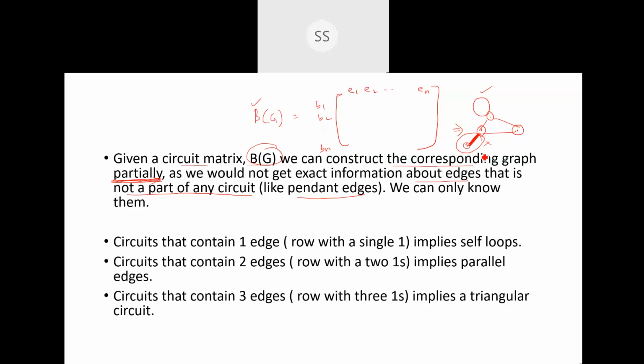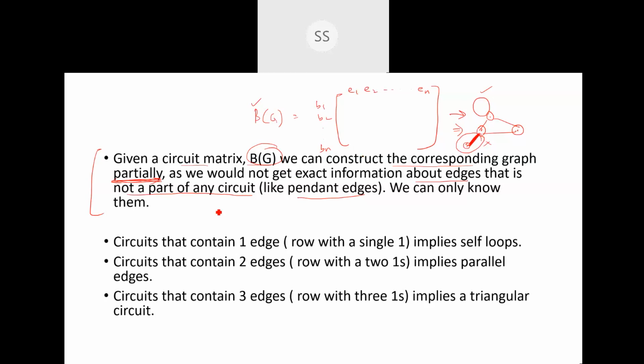We can know that such an edge is existing, but we will not be able to draw any conclusion from it. We won't know which vertex the edge is connecting. We will see an example and you will understand it better. So keep this in mind: given a circuit matrix, you cannot draw your graph completely because there are certain pendant vertices. You won't be able to connect them.